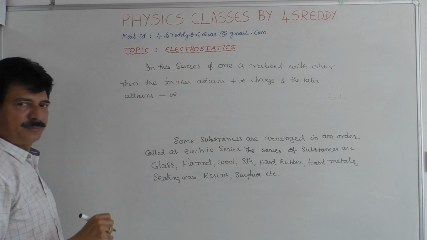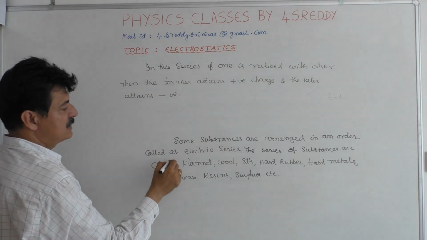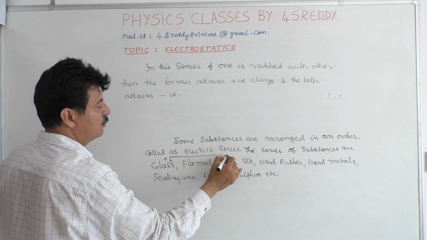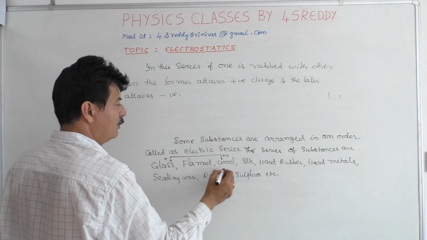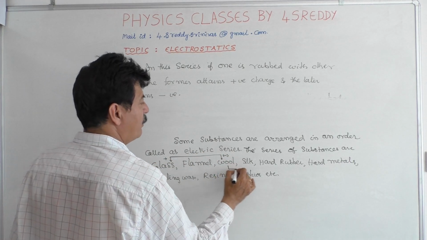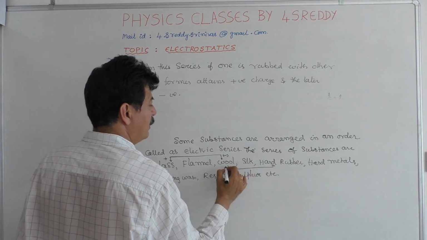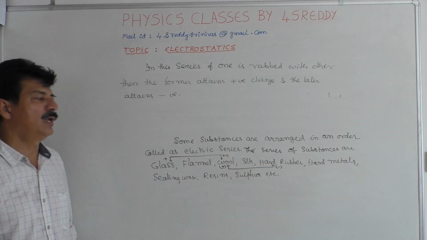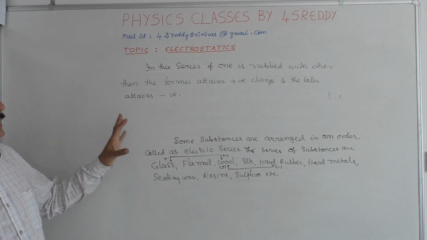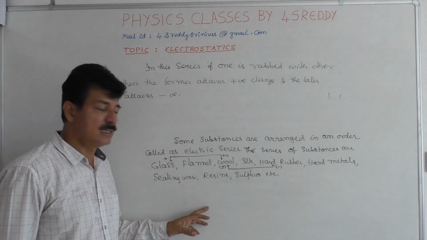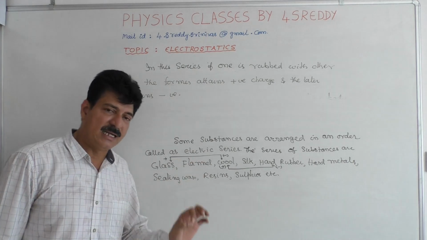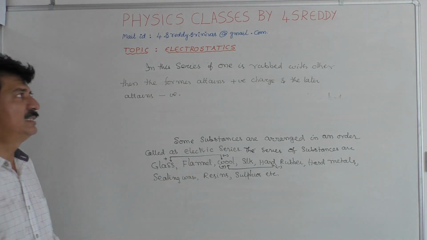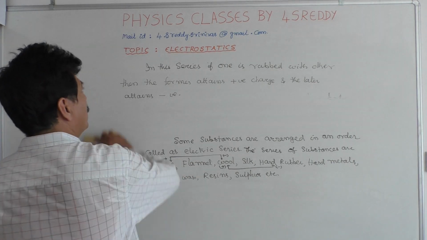That means, suppose if a glass and flannel is used, the glass attains positive and the wool attains negative. Suppose if wool is rubbed with hard rubber, then it becomes positive and this becomes negative like that. So, in this series, if one body is rubbed with another, the former attains positive and the latter attains negative only. Clear? This is electrification by friction.